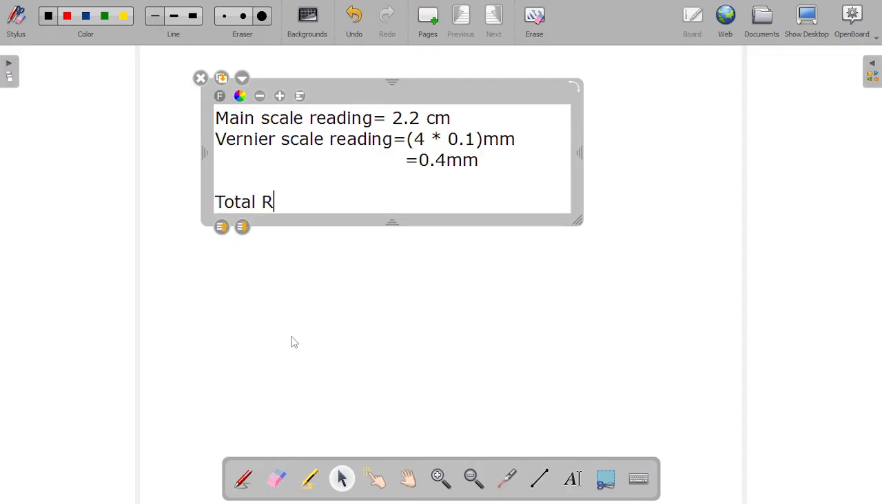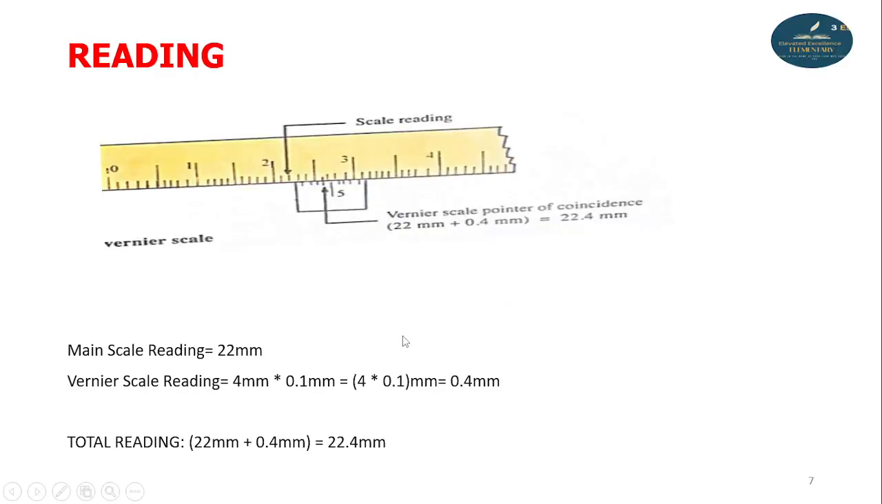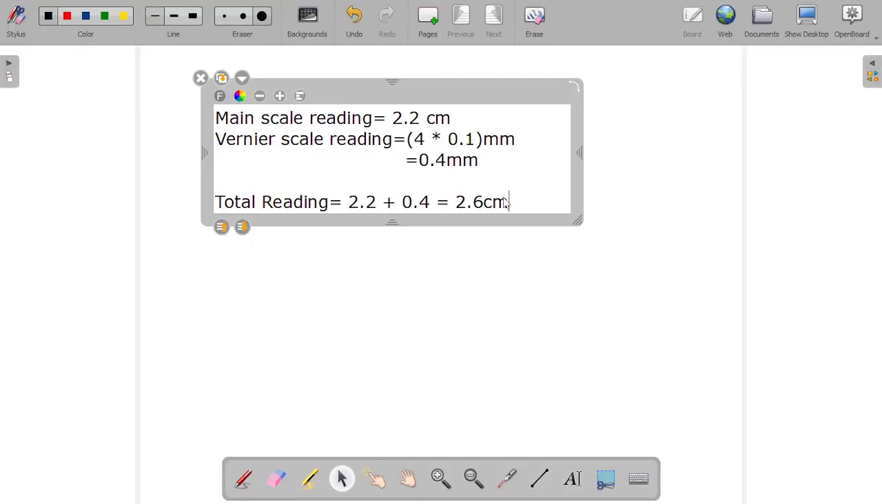Total reading will be what? The main scale reading here is 2.2, plus 0.4, which is the vernier scale reading. Guess what? We get 0.6 centimeters. So we've actually gotten this. Oh sorry, there's actually a mistake here.